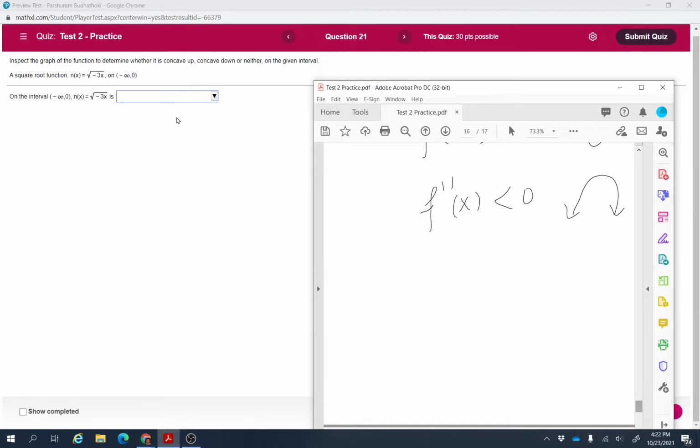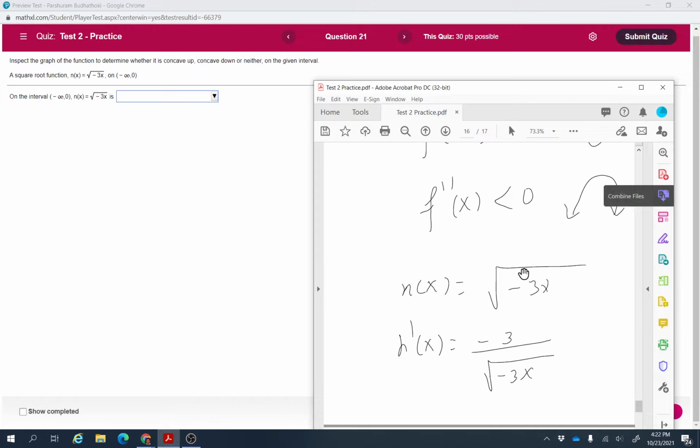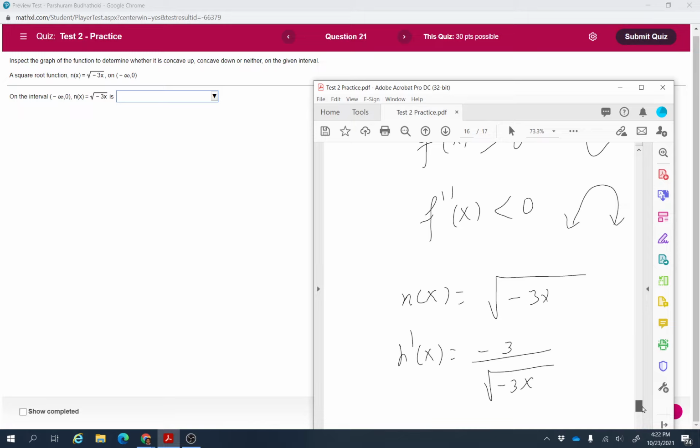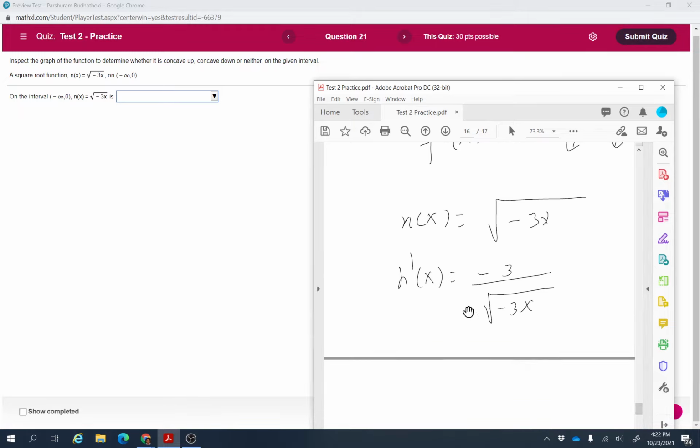In our case, the function is n of x, which is the square root of -3x. If you find the derivative of this function, using the power rule, you will see that it is -3 over the square root of -3x. That's the first derivative, but we also have to find the second derivative.